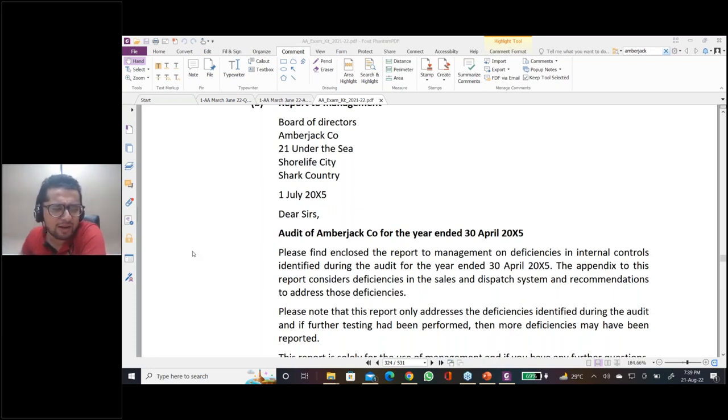What other professional marks? There are no professional marks in AA. There are only 2 professional marks, such as this covering letter. There are 20 professional marks in AAA, not in AA. Wake up.